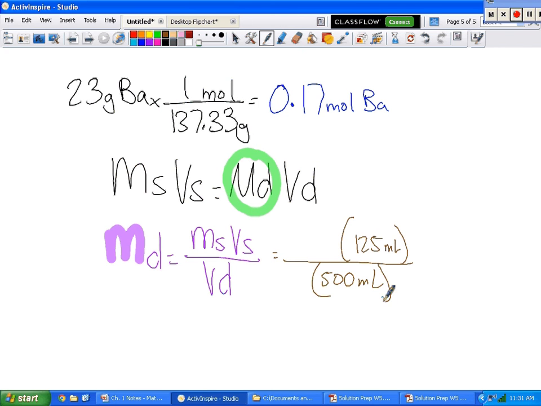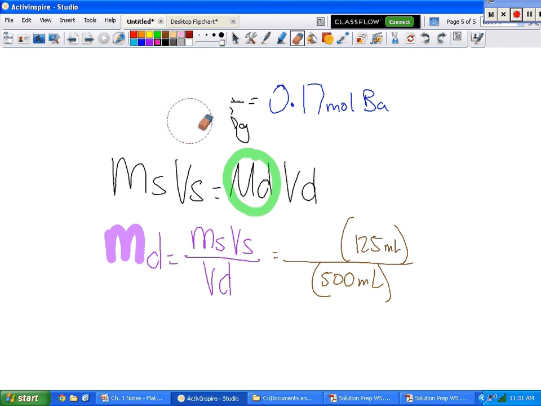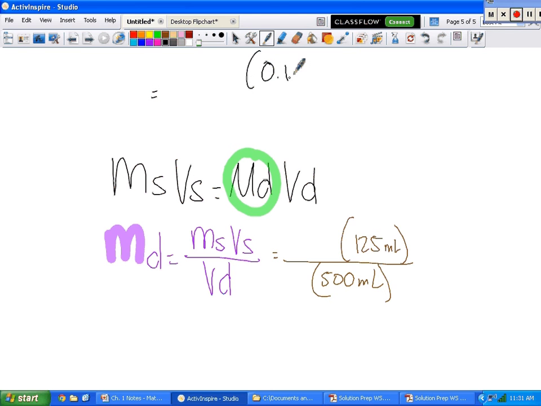Let's actually look at both versions and prove it, because sometimes math is better to prove it to yourself. I don't want to tell you; I want you to prove it to yourself. So we know it could be 0.125 liters divided by 0.500 liters. Now my next question, what's the only variable that I'm missing?